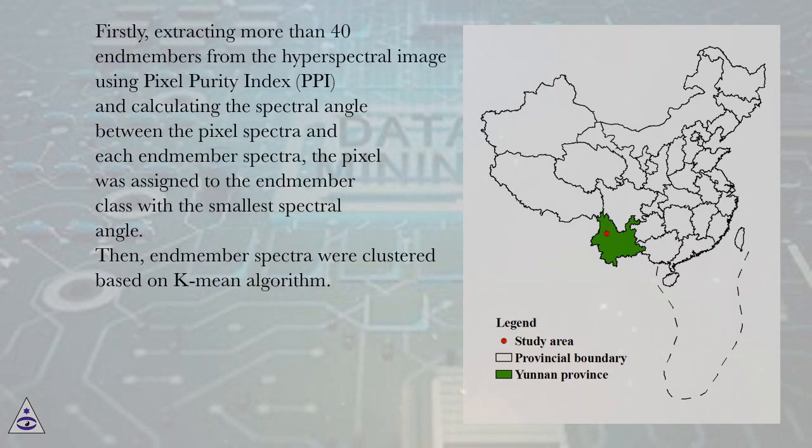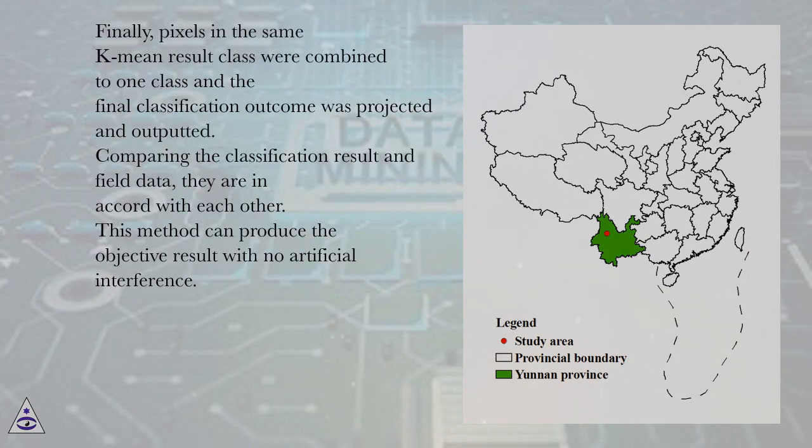Firstly, more than 40 endmembers are extracted from the hyperspectral image using the Pixel Purity Index, PPI, and the spectral angle between the pixel spectra and each endmember spectrum is calculated; the pixel is assigned to the endmember class with the smallest spectral angle. Then, endmember spectra are clustered based on the k-means algorithm. Finally, pixels in the same k-means result class are combined into one class, and the final classification outcome is projected and output. Comparing the classification result and field data, they are in accord with each other.